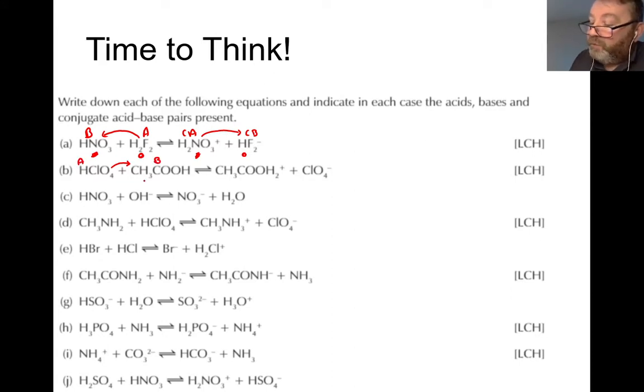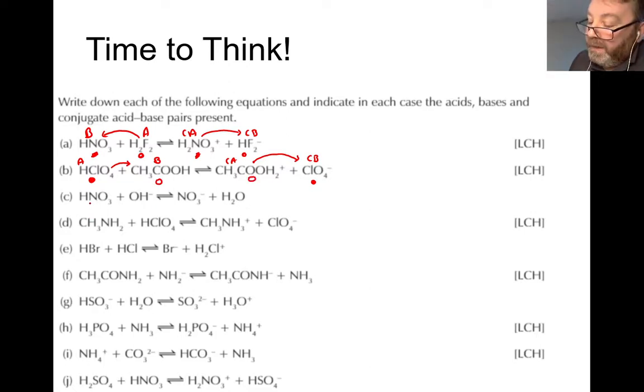In the backward reaction, this species here will give back the electron over there, meaning that's the conjugate acid and that's the conjugate base. So where are my pairs? The acid with the conjugate base and the base with the conjugate acid. Okay, so that's it there.